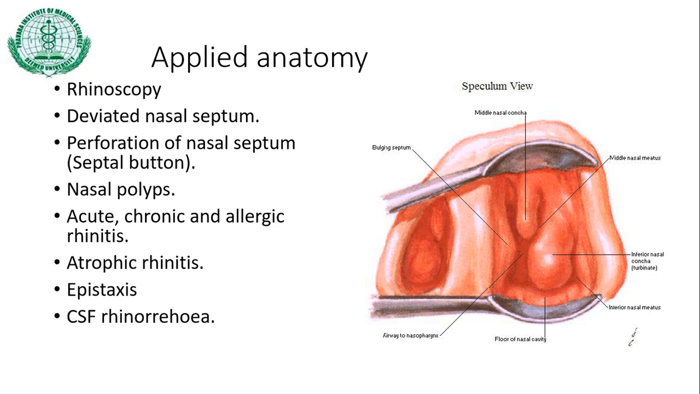Now, deviated nasal septum is most commonly seen in males, and the factors causing it might be trauma or developmental errors. Perforation of the nasal septum is known as a septal button.